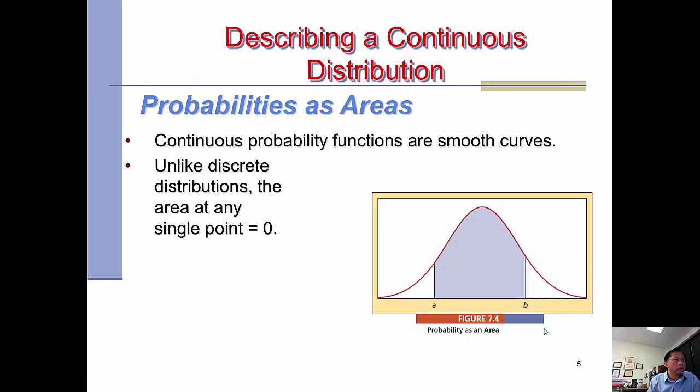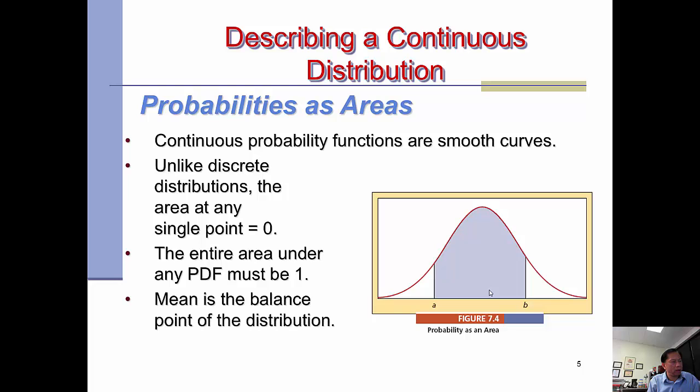Probability in the continuous distribution, as we said, is given as areas, not at any given point. Continuous probability functions are smooth curves. Unlike discrete distributions, the area under any single point, like this point here, is 0, but this is not meaningful. The area between A and B, under the curve, is meaningful. The entire area under the PDF must be 1, as we said. The mean is the balance point of the distribution.